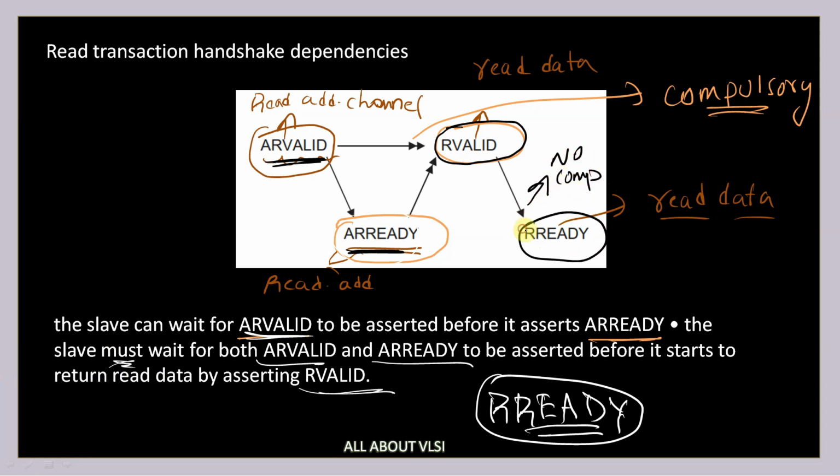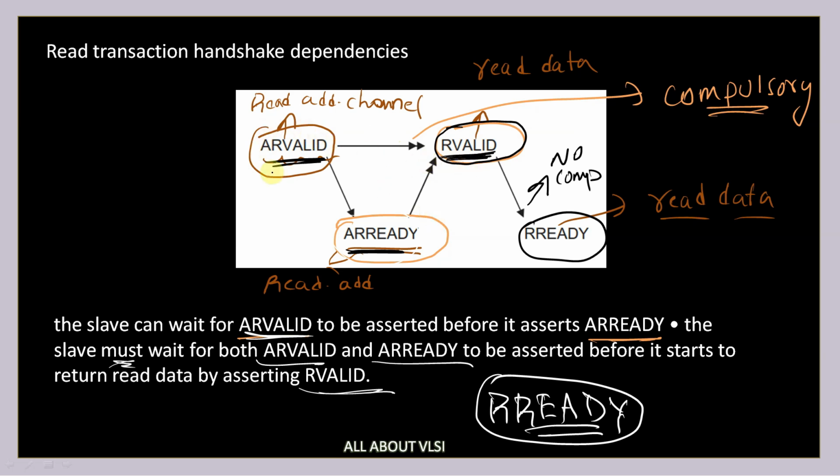So your R ready signal can wait for the assertion of your R valid signal, or it may not wait for your assertion of R valid signal. So before your R valid signal becomes 1, your R ready signal can be 1. Okay, now concluding this particular point, your AR ready signal can be made 1 before your AR valid becomes 1, or else your AR ready signal can be asserted high after your AR valid signal becomes 1.